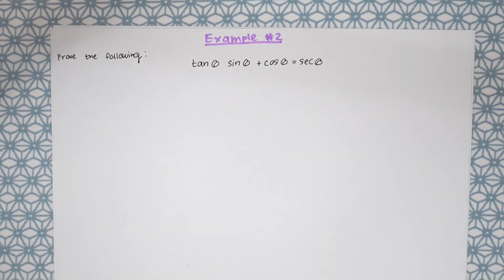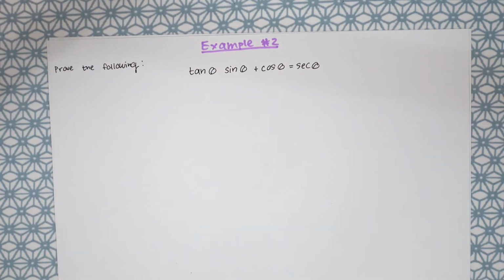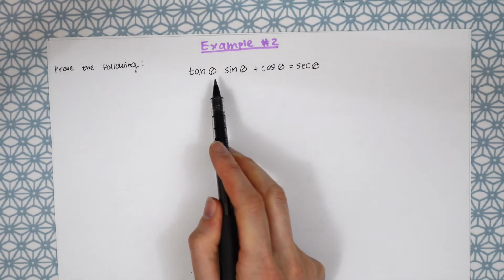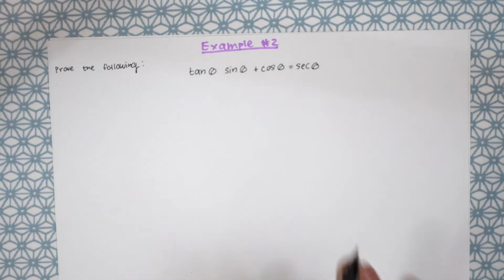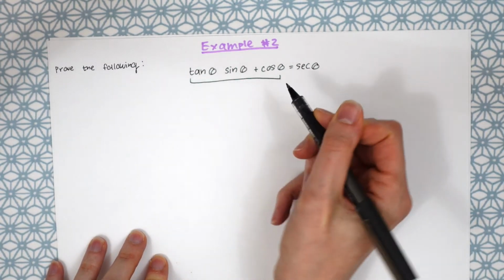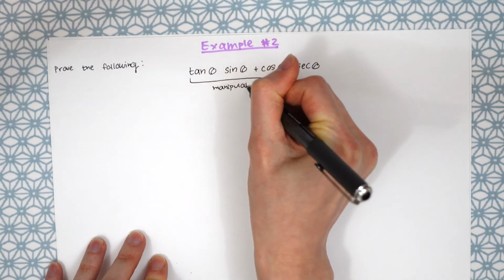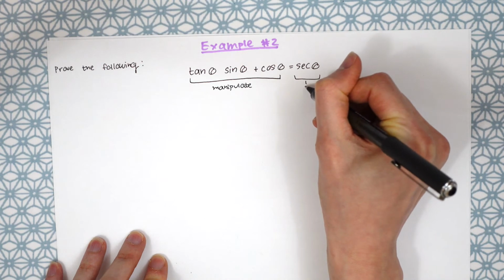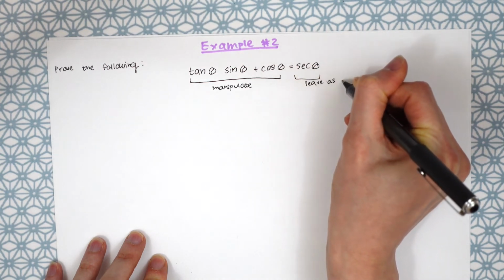So let's look at another example. We have tan of theta times sine of theta plus cosine of theta is equal to secant of theta. Notice last time we were dealing with x, the variable, as the angle, and now we have this Greek letter theta. You might see either one of those, they all work the same, so don't worry too much about that. Again, our goal is to prove these two are equal, so we're going to be manipulating this side, proving it true, and leaving this side as is.